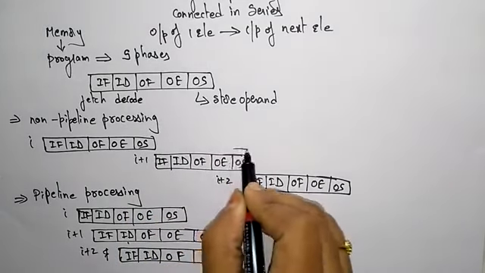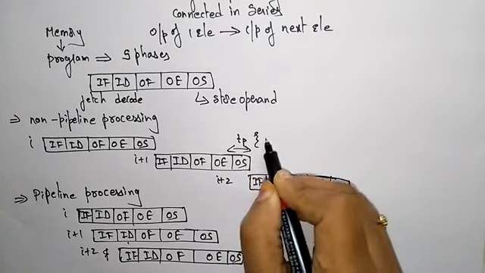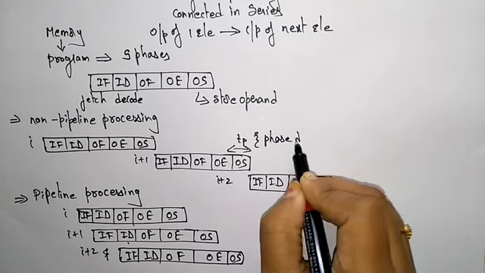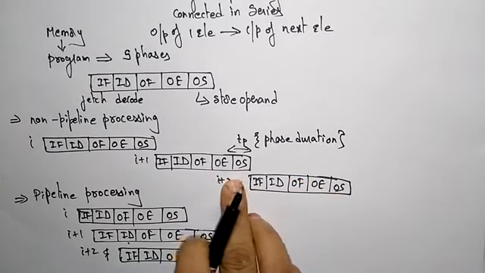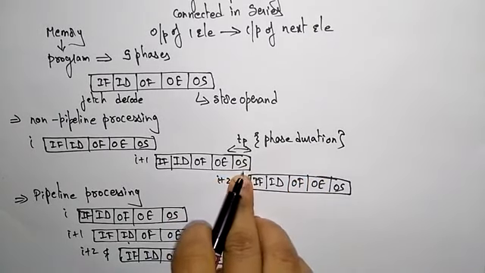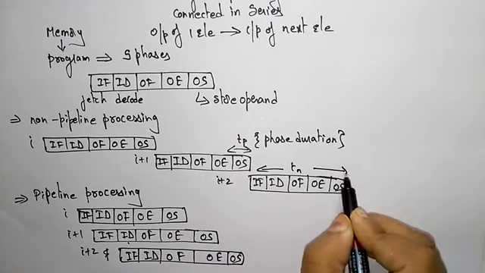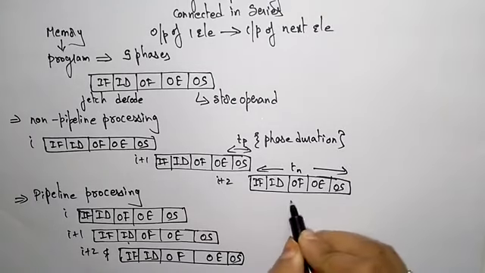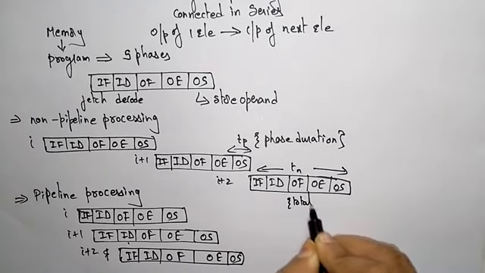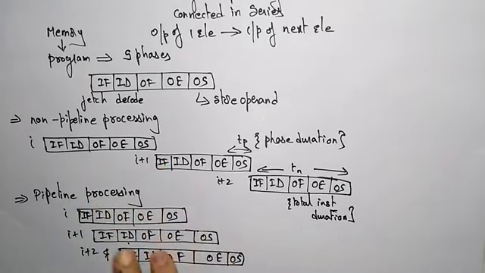So here you call this TP. TP is nothing but the phase duration. Each phase duration means how much time it takes for each phase. And this complete one, you call it TN. TN is nothing but the total instruction duration. So this is the way of pipelining processing.